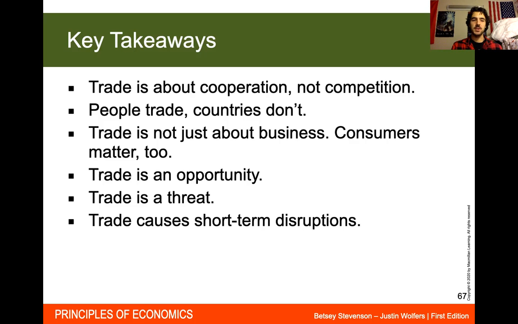Remember, trade is an opportunity and trade is a threat. Because of what I said in the previous slide, the more that we trade the stuff that we're good at making, the more that we're going to need more people to produce something like that. So we're going to continue to try and invest in higher skilled workers, whereas people who are lower skilled aren't going to be as prevalent as they are in other countries, and therefore we're not going to be able to export as much of that. We're going to end up buying more of that, which is something that shall occur, and trade causes short-term disruptions.